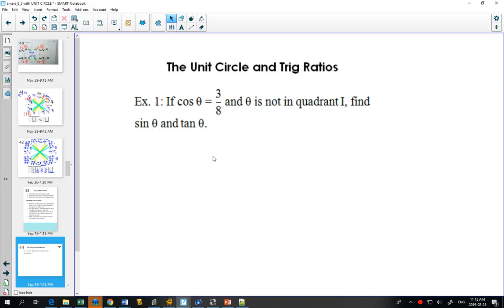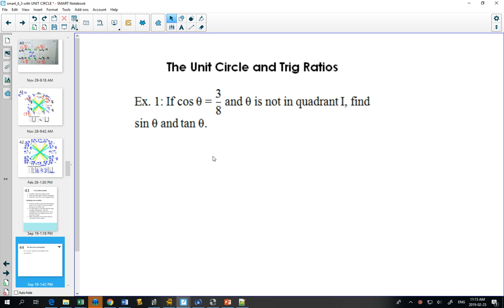This first question is a review question. We've done one like this before. Anytime you're given sine, cos, or tan, and they tell you information which can tell you what quadrant it's in, it's a triangle question. So in this situation, cos is equal to 3/8, and it's not in quadrant 1.